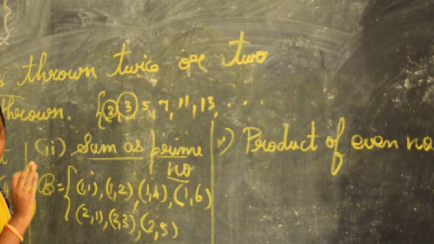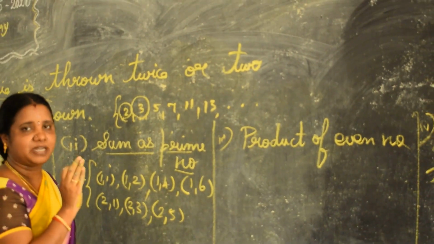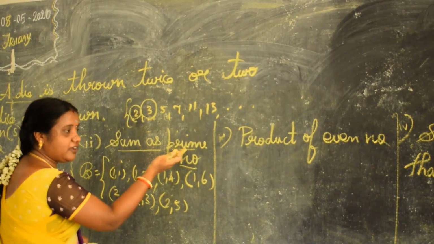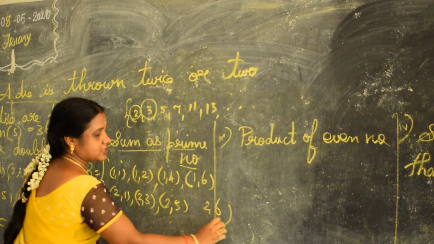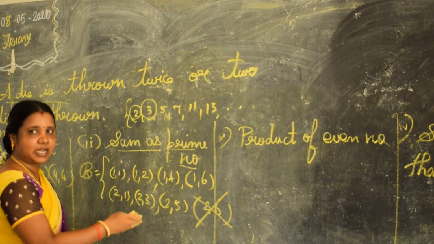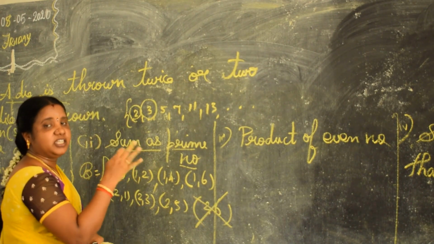Yeah, if you add this, you will get what? Even number. 2 plus 6 is 8. But here our question is prime number. So, you should not write 2, 6. If you add, you will get 8. That is the even number.